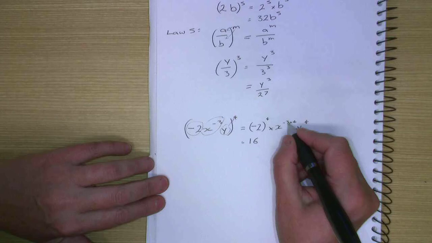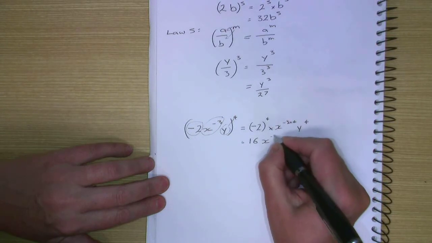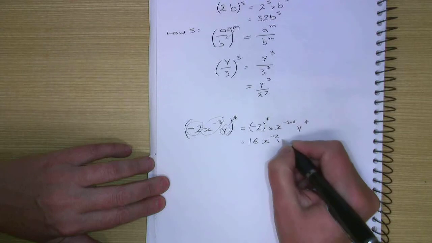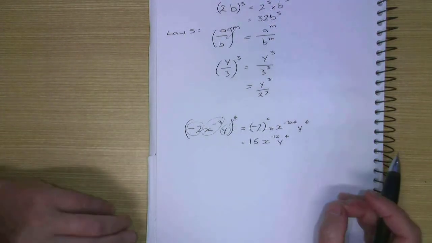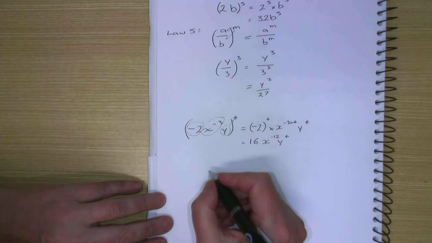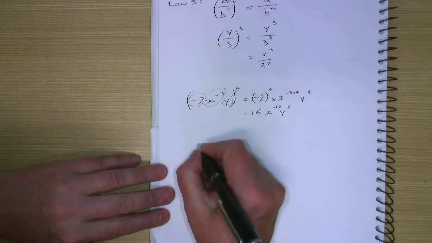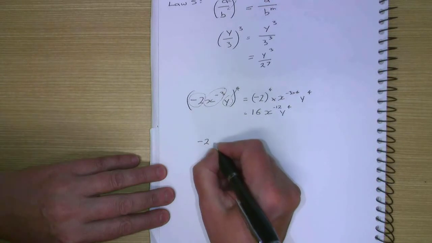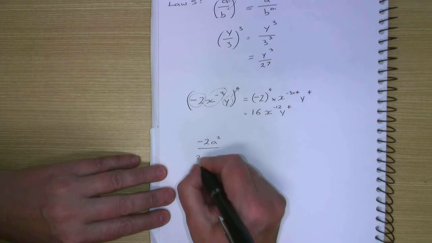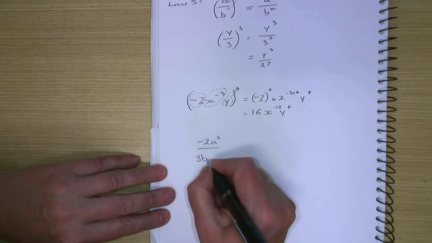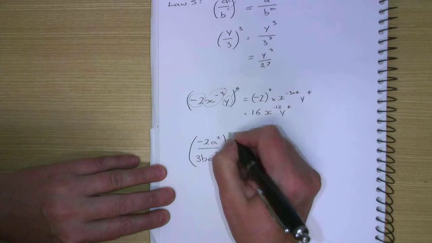So minus 2 to the power of 4, so minus 2 times minus 2, which is 4, times minus 2, which is minus 8, times minus 2 is 16, times x to the minus 3 times 4, so 3 times 4 is 12, so that's x to the minus 12, and y to the 4. It's important that you just do each little bit at a time.